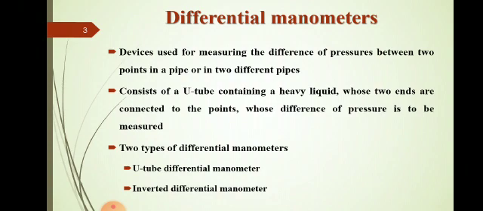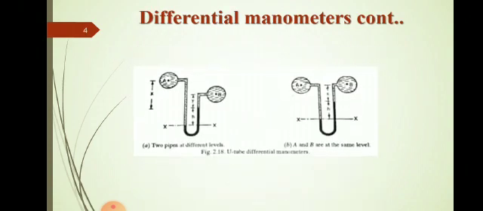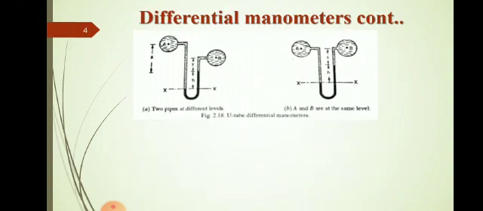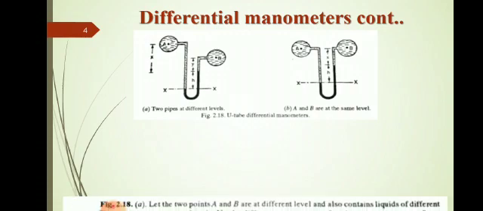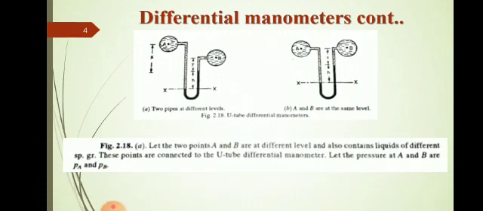Now there are two types of differential manometers: U-tube differential manometer and inverted differential manometer. The first one is the U-tube differential manometer, and there are two different cases here. First case is the two pipes are at two different levels, and the second case is both the pipes are at the same level. Here also the calculations are done similar to a normal manometer, just that here it is connected to two different points.